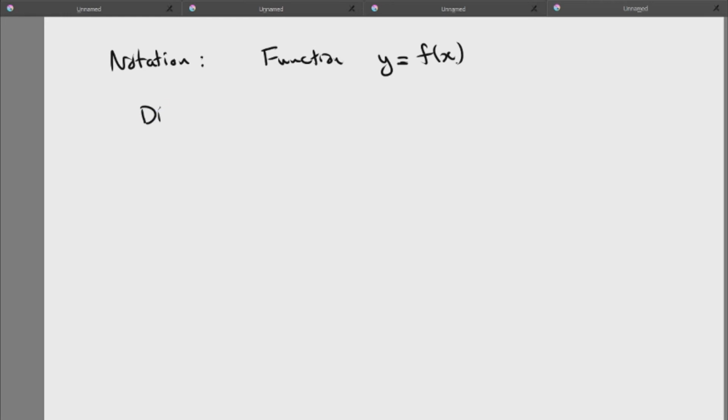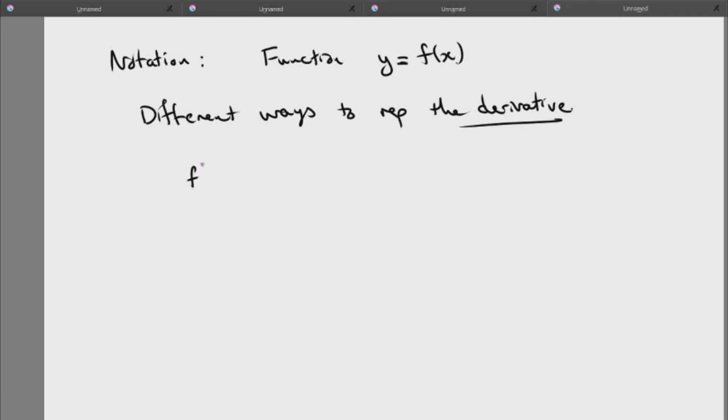So, different ways to represent the derivative. They're not different, they're all the derivative, just different looking. First one, the prime notation. We've seen it. Its pro is that it's simple. I just use the same name as the function and put a little mark there. Great.